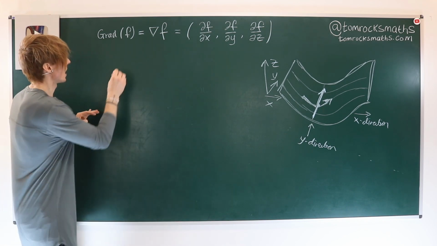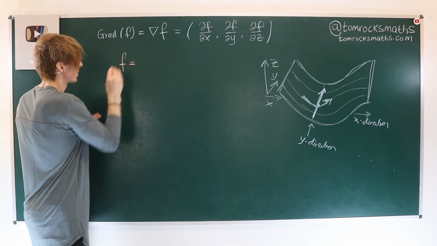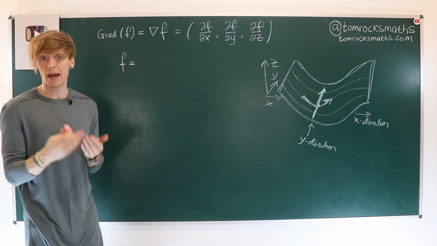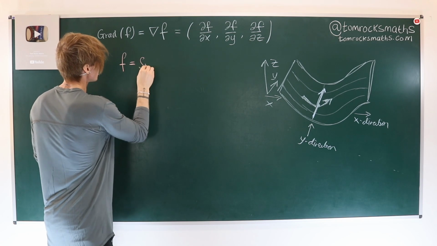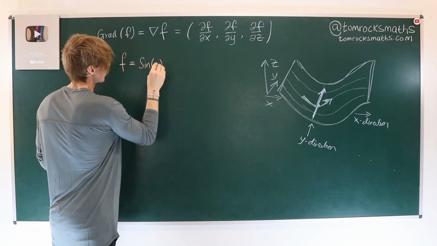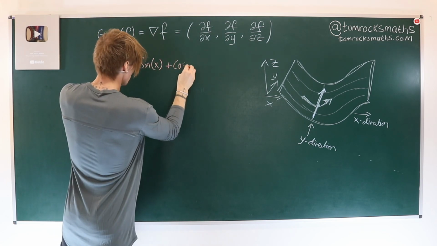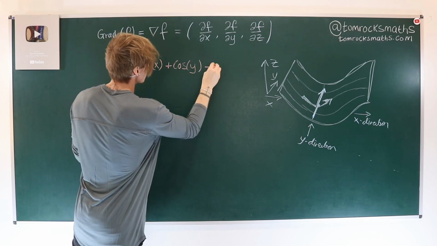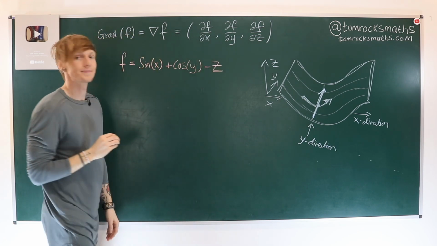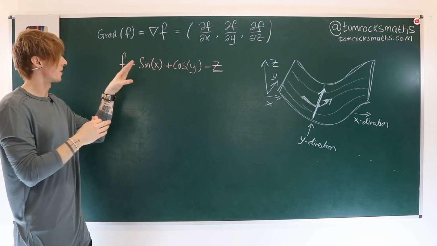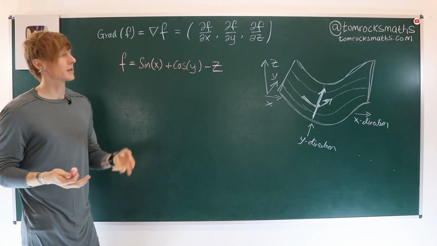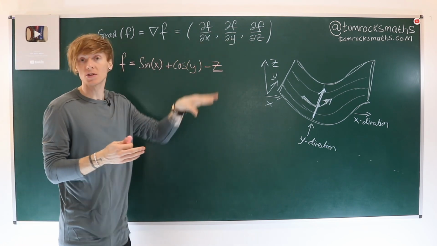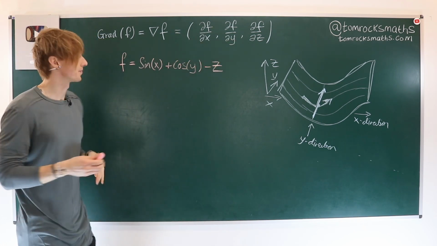So suppose I have a function f, which is going to be a function of three variables, x, y, and z, and it's going to be equal to sine of x plus cos of y minus z. So as you can see, a function of x, y, and z. So our first step is going to be to calculate the individual partial derivatives.